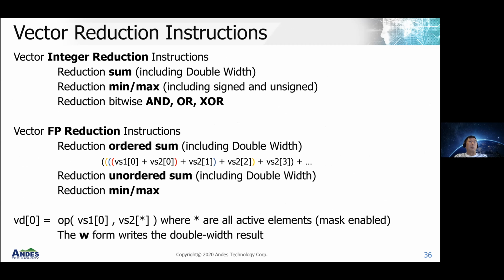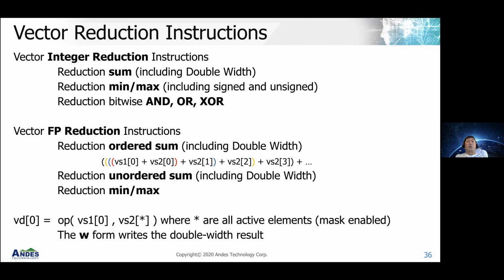Then there's a reduction instruction. Basically, for reduction sum, you take all the elements and add them together, or you find the minimum of all the elements, or the maximum of all the elements. For floating point, you have two versions. One is the ordered sum, where you have to add them in order, or the unordered sum, which means you can add them in any order that you want, right?